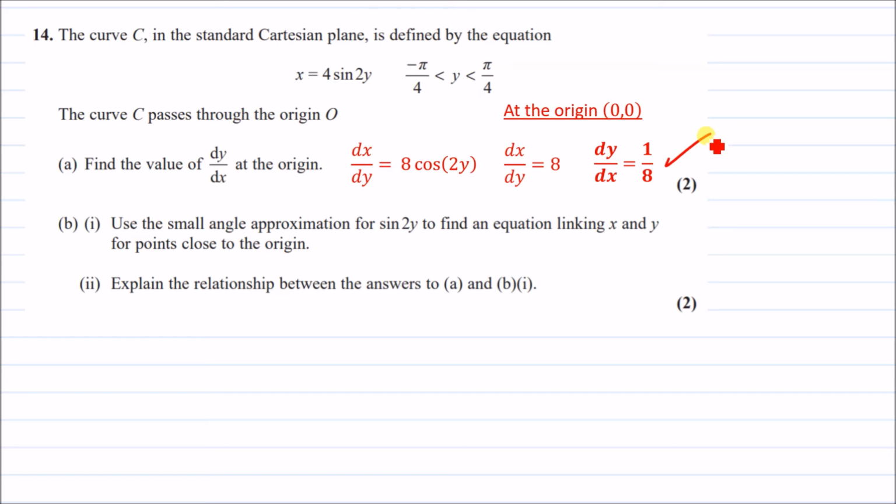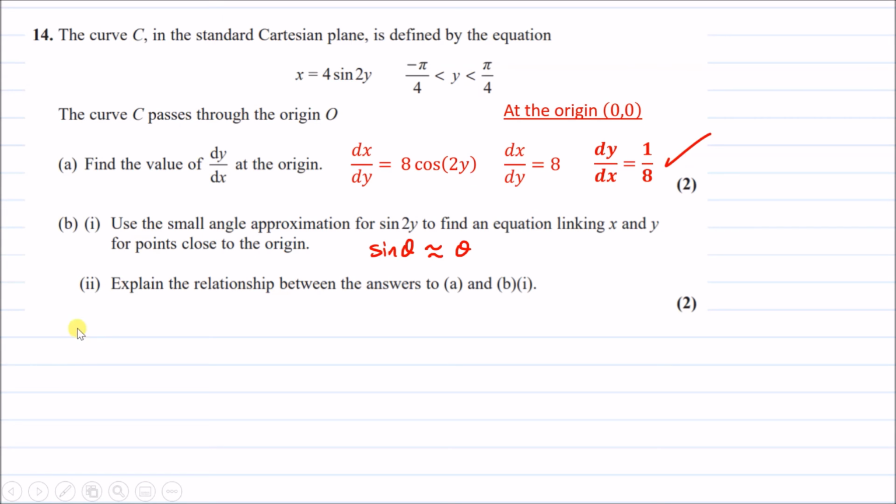This is literally all you got to do. Now, for part B, it says use the small angle approximation for sine 2y to find an equation linking x and y for points close to the origin. Okay, let's be clear here. For the small angle approximation, when you're dealing with sine theta, this is approximately equal to itself, theta, for small values of theta. What that means is that theta has to be like 0, 0.1, so basically very close to 0. It can't be 1. Sine 1 doesn't equal 1. Sine 1 equals something else, okay?